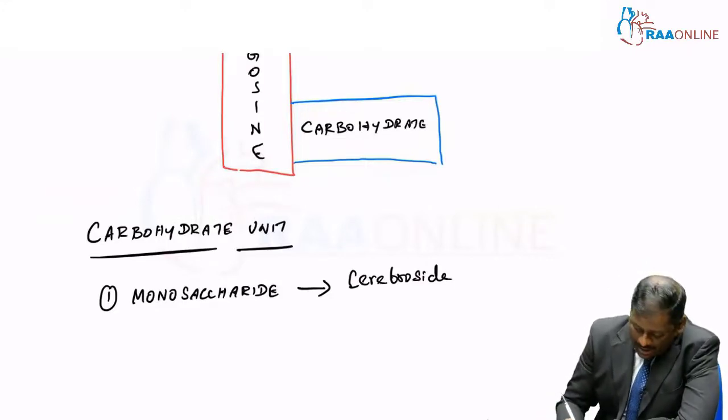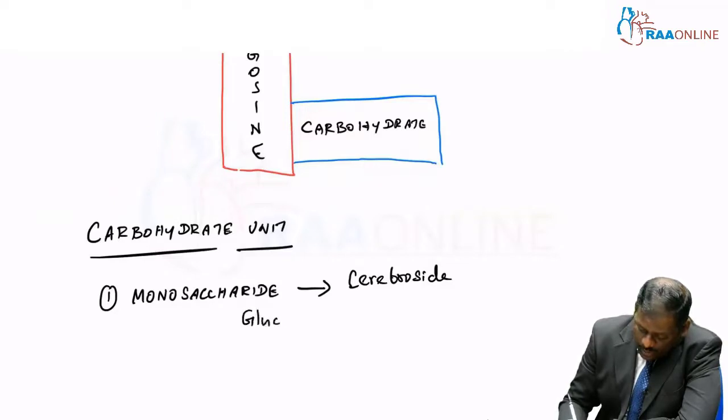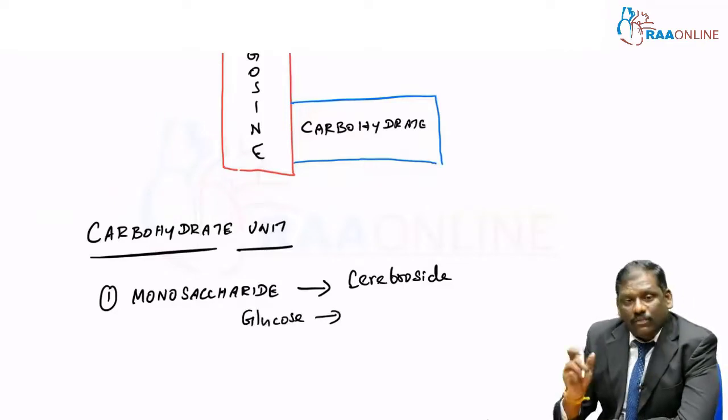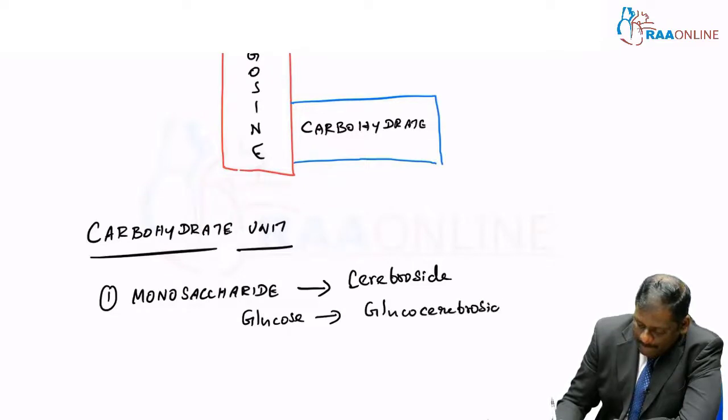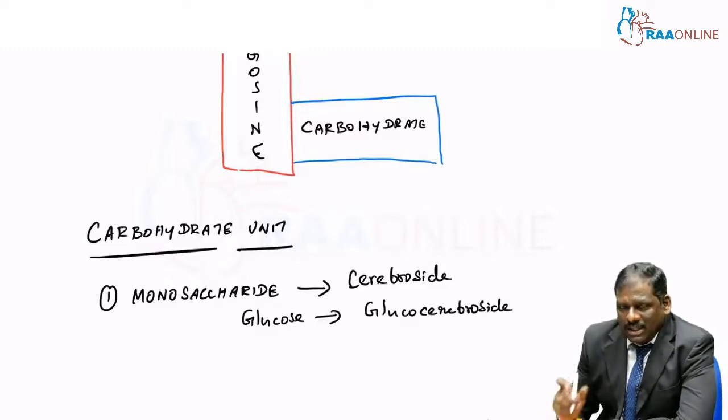I will take two examples of monosaccharides here. One is glucose. If that monosaccharide happens to be glucose, this is called a glucocerebroside. These glucocerebrosides form major components in various kinds of tissues, and the major peculiarity is that these tissues will usually be non-neural tissues.